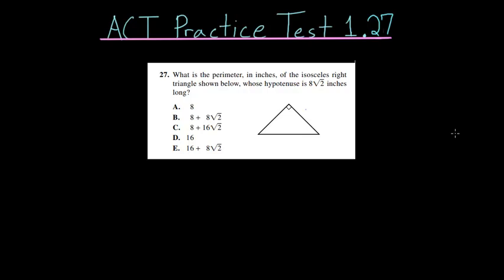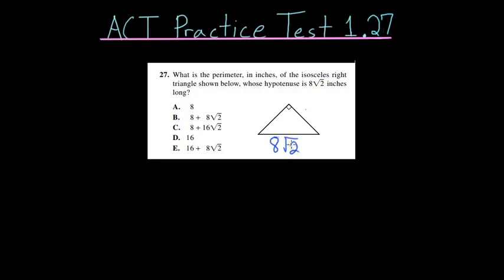For the 27th problem on this first ACT practice test, what is the perimeter in inches of the isosceles right triangle shown below, whose hypotenuse is 8 times the square root of 2 inches long? So this triangle here, we know that it's isosceles and it has a right angle, and the hypotenuse, which is directly across from the right angle, is 8 times the square root of 2 inches.